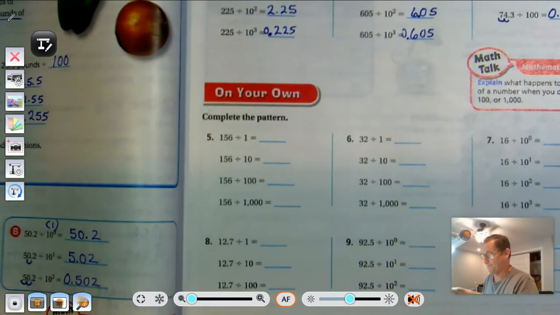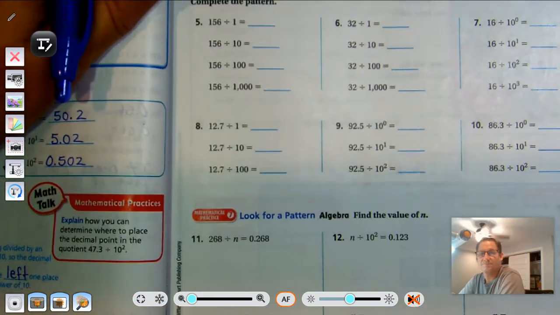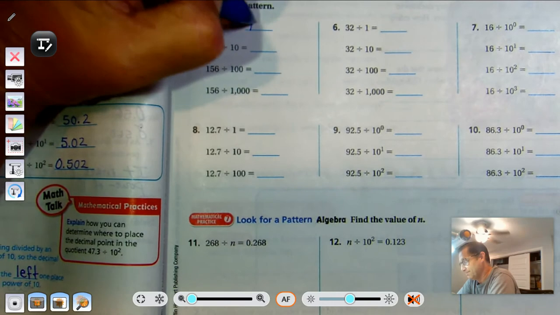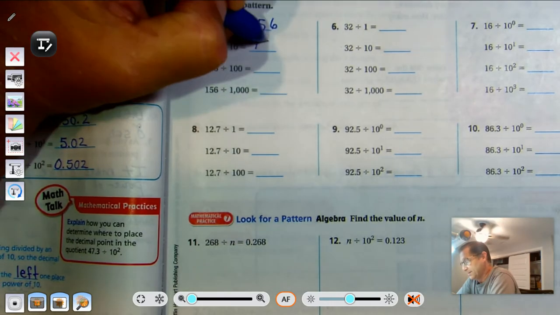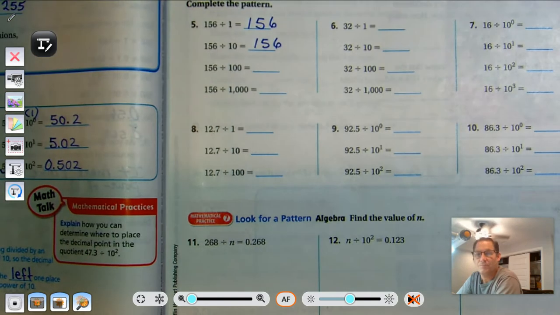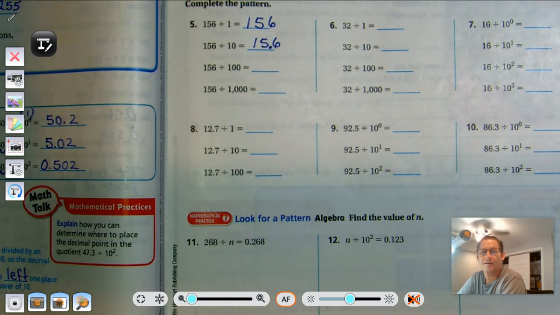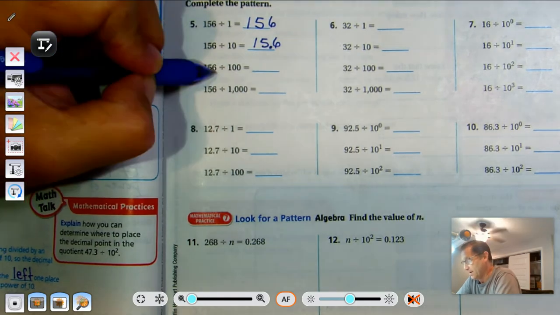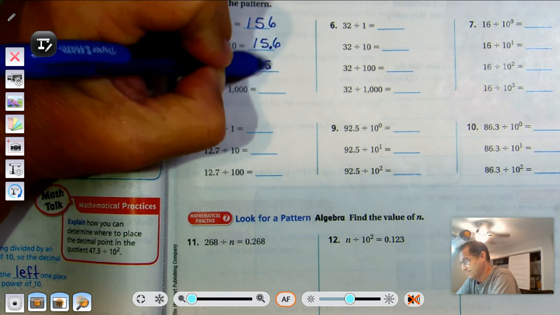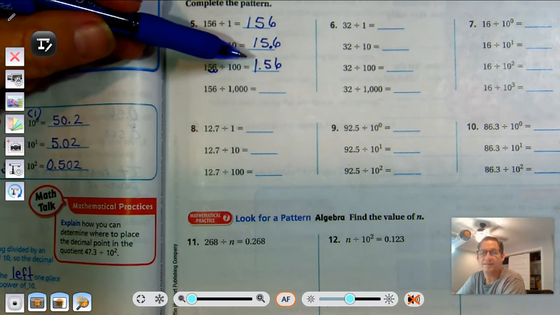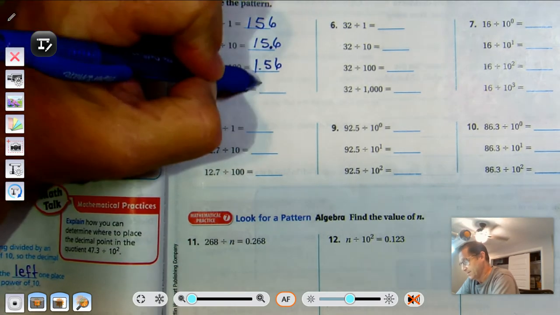Okay, number 5. So we just keep on working. We're just working on the patterns here. 156 divided by 1 is that number. 156 divided by 10, we'd move the decimal point 1 place to the left. 156 divided by 100, we'd move the decimal point 2 places to the left. 156 divided by 1,000, move the decimal point 3 places to the left.